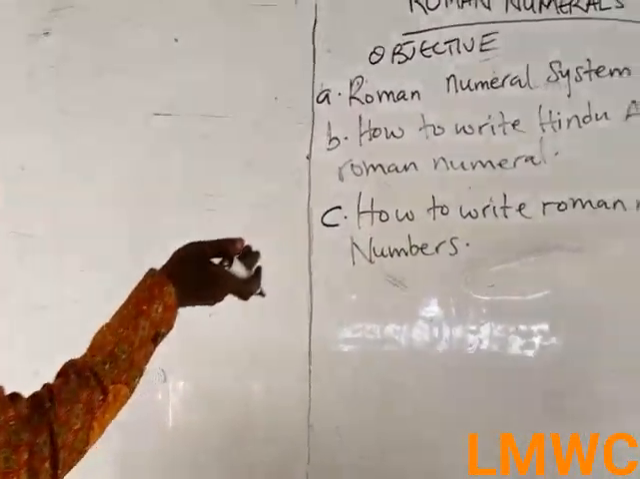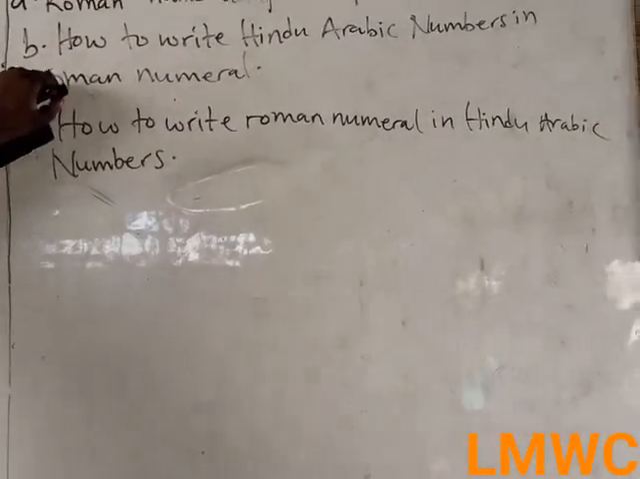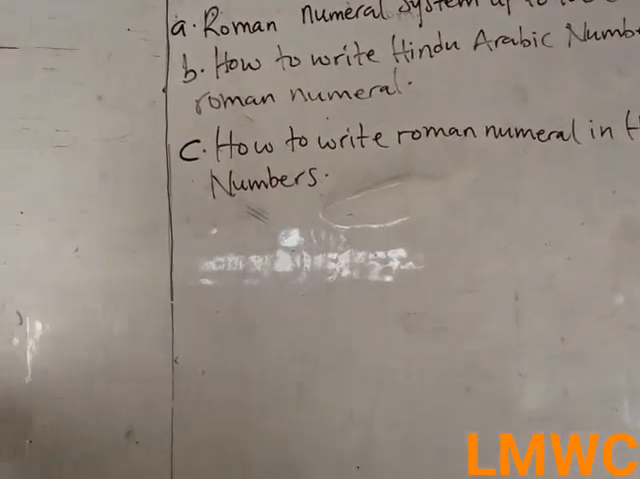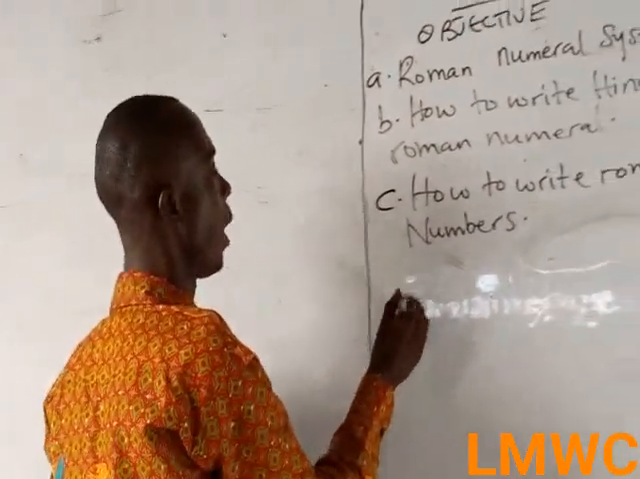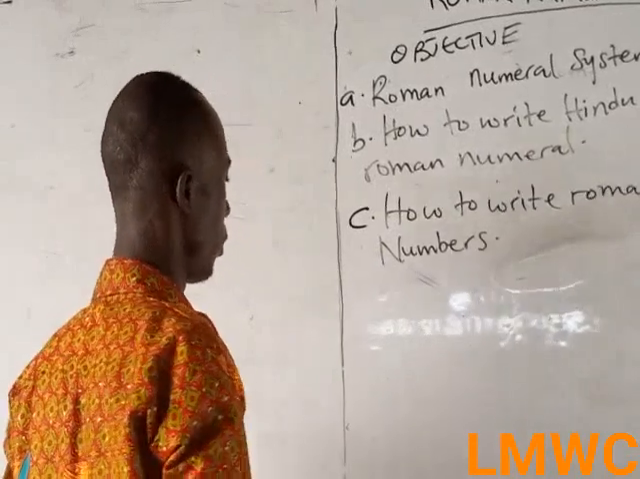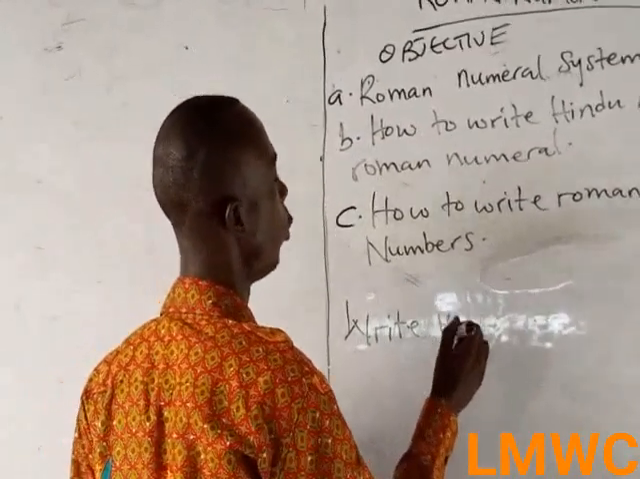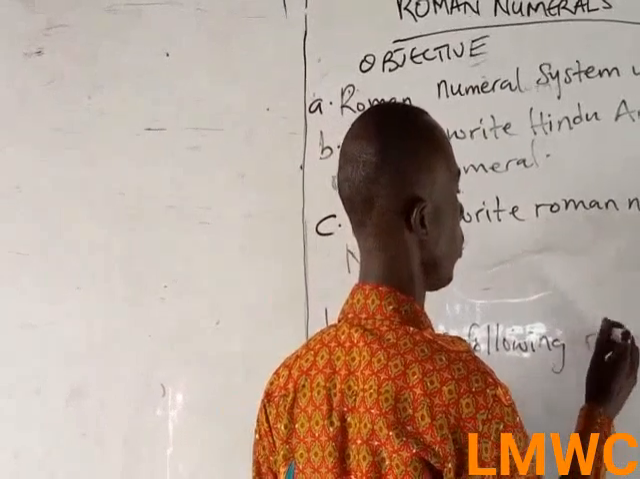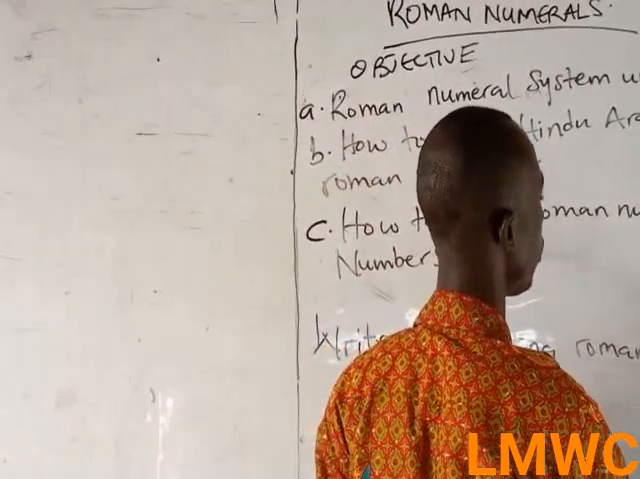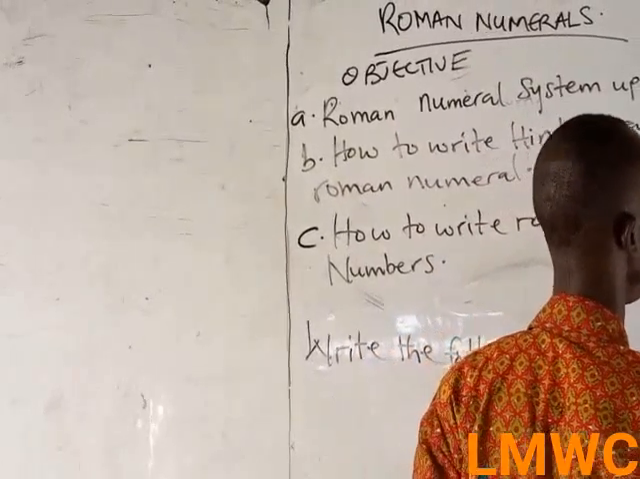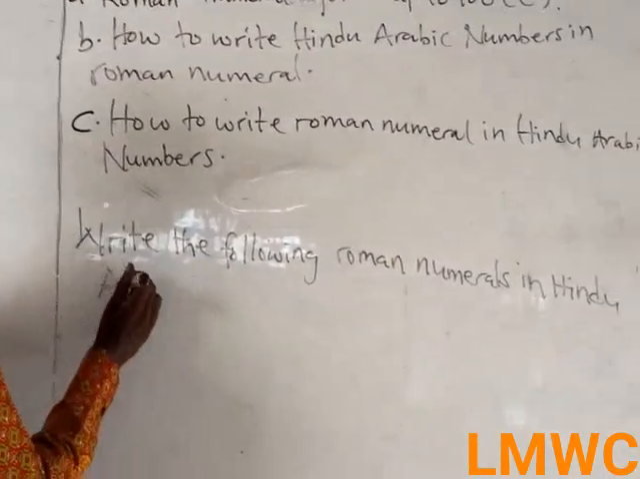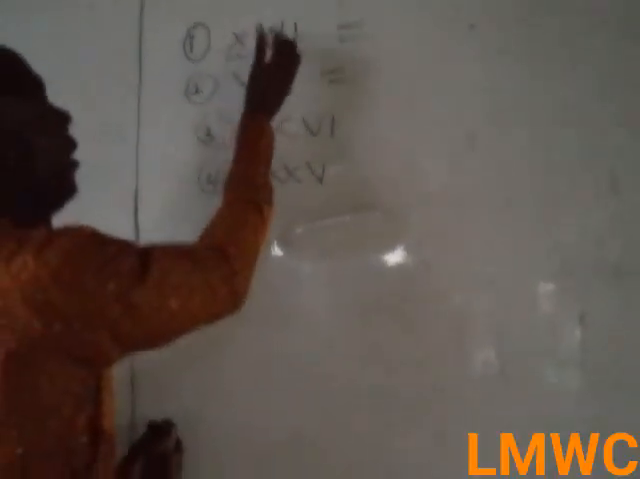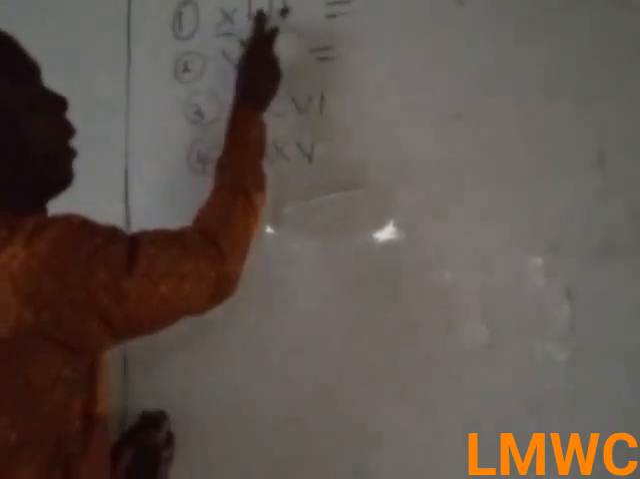Now, how to write Hindu Arabic numbers in Roman numerals? I'm done with it. C. How to write Roman numerals in Hindu Arabic numbers. So I will give you examples like: write the following Roman numerals in Hindu Arabic. This is 10. This is 50. So 50 minus 10 is 40. Plus 2, 42.